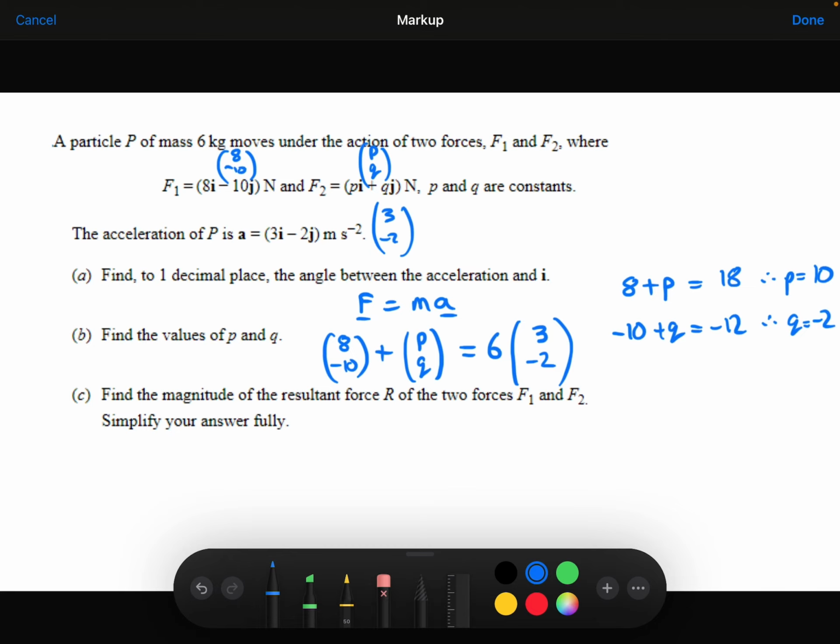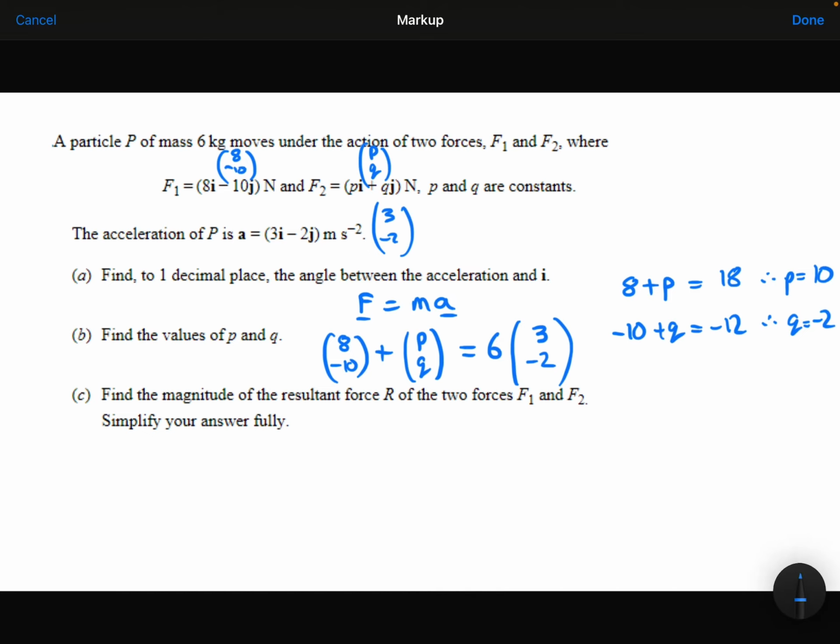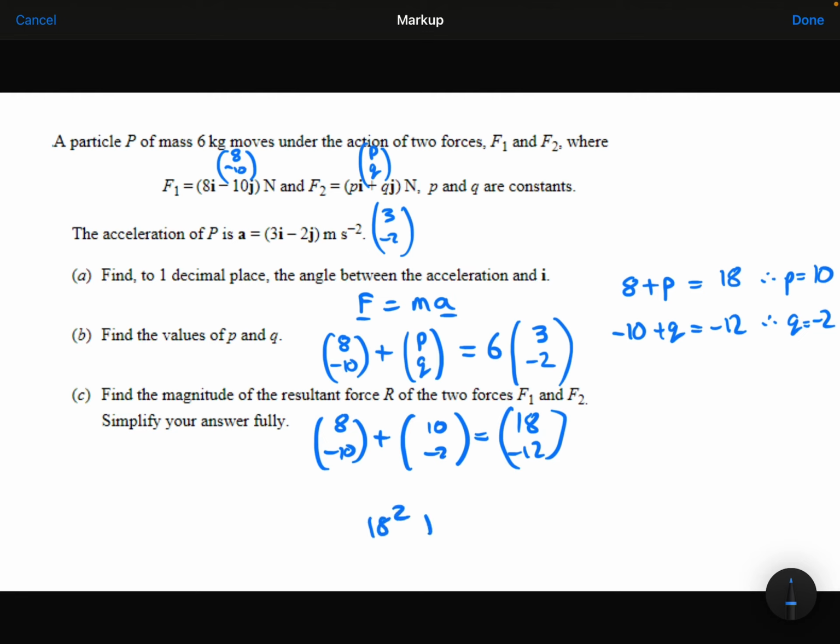Part C. Find the magnitude of the resultant force R of the two forces F1 and F2. Well, now we know what P and Q are, we can work out the resultant force. And we can work out the magnitude of that. So 18 squared plus minus 12 squared, all square rooted, which, as a simplified surd, is 6 root 13.